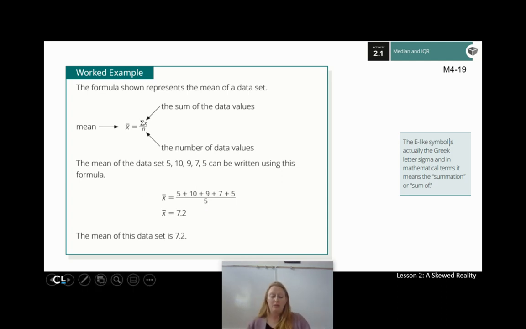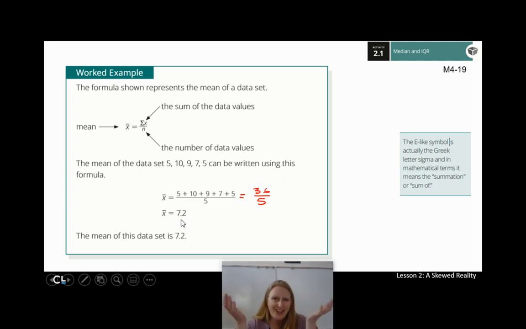I can grab my calculators. 5 plus 10 plus 9 plus 7 plus 5. So I end up with 36 divided by 5. And we'll go ahead and divide out the 5 because that's how many there are. And we find that X bar is 7.2. So the mean of this data set is 7.2.